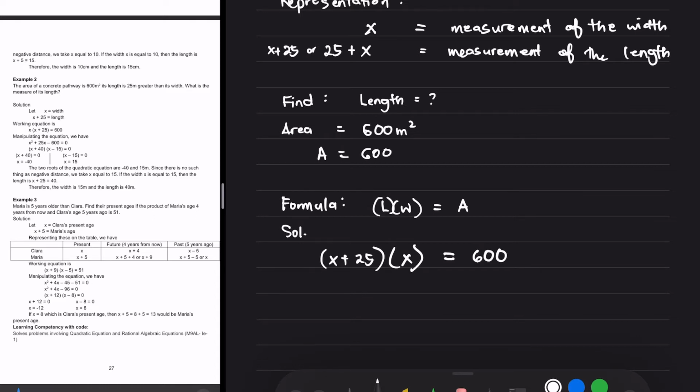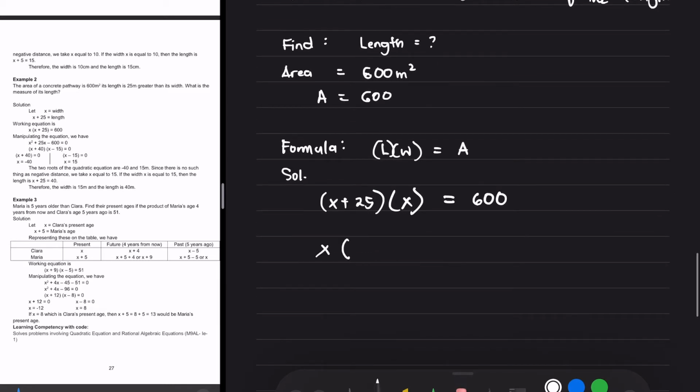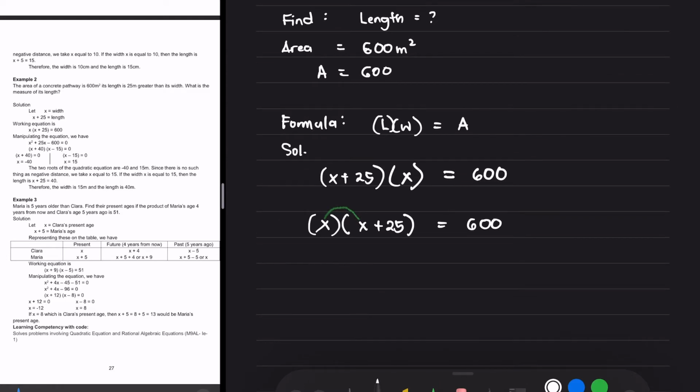That is 600. Pwede ko po bang pagpalitin yung dalawa, yung lugar nila? Yes, pwede. Kasi since it's multiplication, interchangeable naman yung position. So, we have x times x plus 25 equals 600. Next is magdi-distribute tayo. Multiply natin yung x na nag-iisa dun sa binomial na x plus 25. x times x, that is x squared. x times positive 25, that is positive 25x, equals 600.